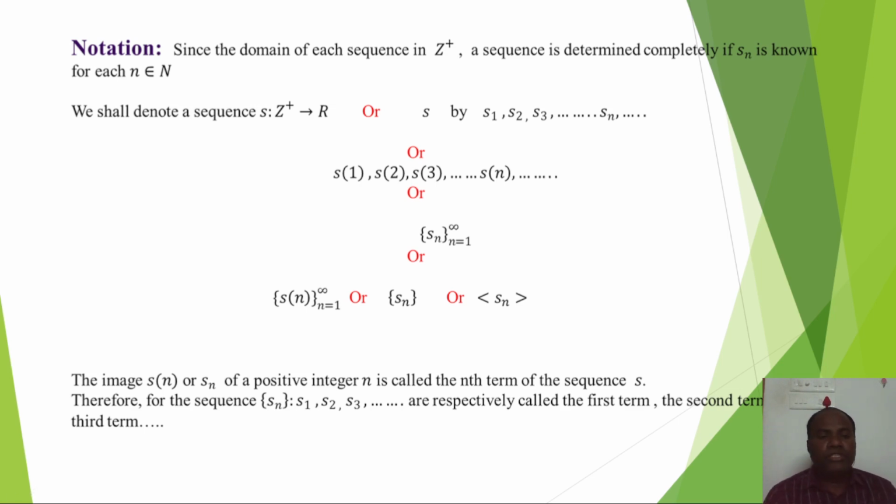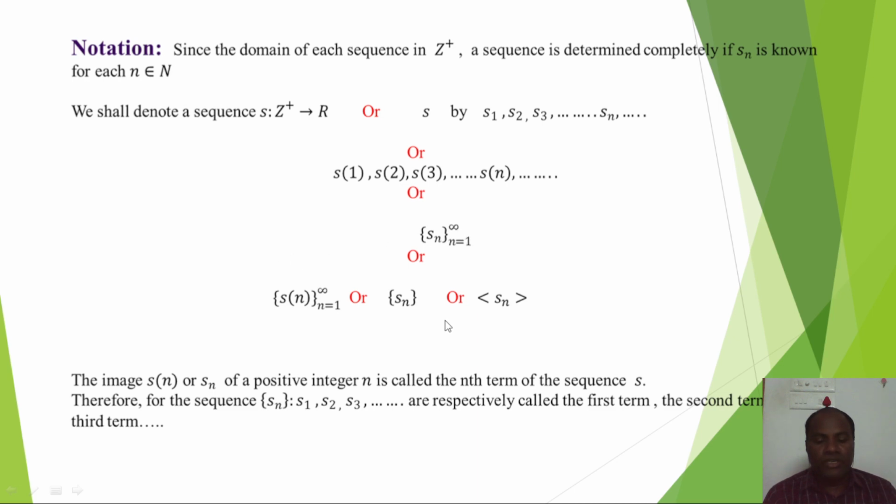Here we see some notations of sequence. How do you write the sequence? Since the domain of each sequence is Z plus, a sequence is determined completely if Sn is known for each n belonging to N. We denote a sequence S from Z plus to R by S1, S2, S3 and so on, Sn, or S of 1, S of 2, S of 3 and so on, S of n and so on. Other notations are Sn from n equals 1 to infinity.